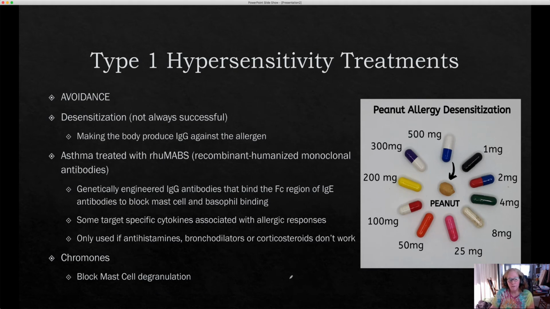Type 1 hypersensitivities, there's a couple of different treatments. The best and most effective, of course, is avoidance, right? If you're allergic to a food, don't eat that food. Make sure also that if you're severely allergic, that you're eating foods that are not processed in the same plant as tree nuts or ground nuts.